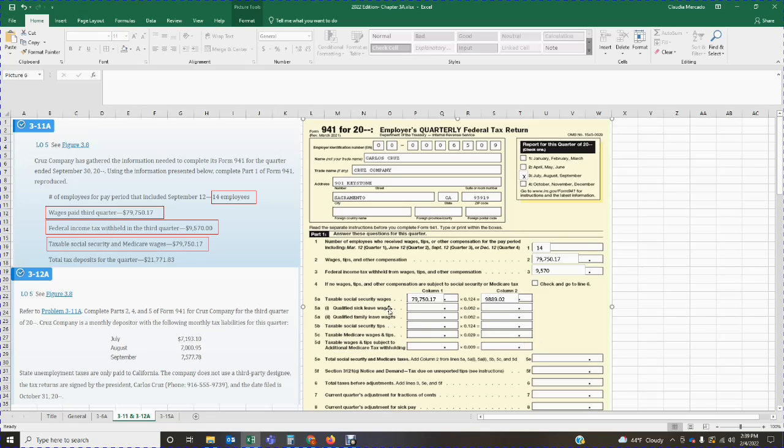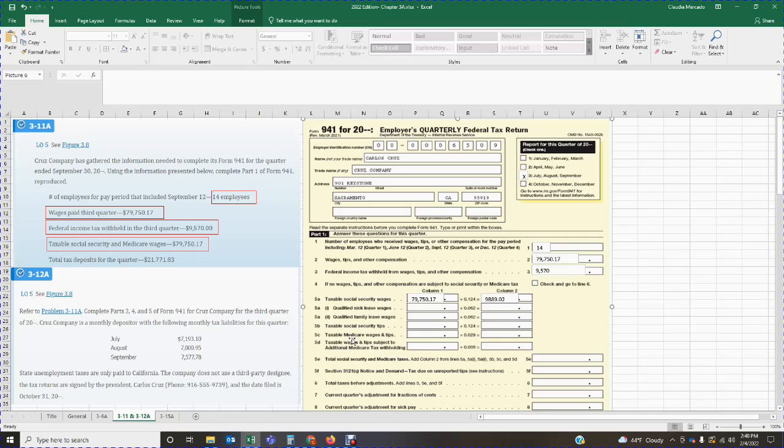9889.02. The next item talks about qualified sick leave wages. That is not mentioned in the problem. We're going to skip that. Qualified family leave wages. That is not mentioned in the problem. Taxable Social Security tips. We do not have any tips in this problem, so we're going to skip that.